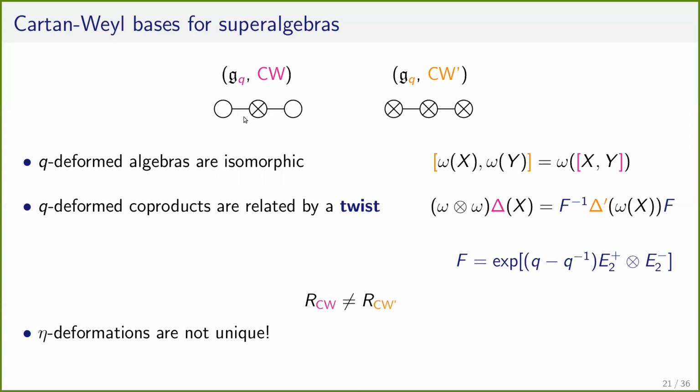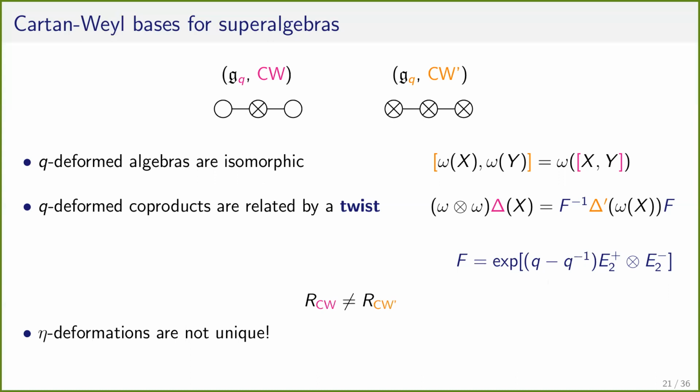In particular, for our example of SL2/2 with the distinguished Dynkin diagram, so this Dynkin diagram with two bosonic simple roots and one fermionic simple root, and this fermionic Dynkin diagram where all three simple roots are fermionic, then this twist involves the fermionic simple root in the middle, and it reads like this. And then when you take Q going to 1, you see that you just recover the identity. So this is how this different choice of Cartan-Weyl basis affects the quantum groups.